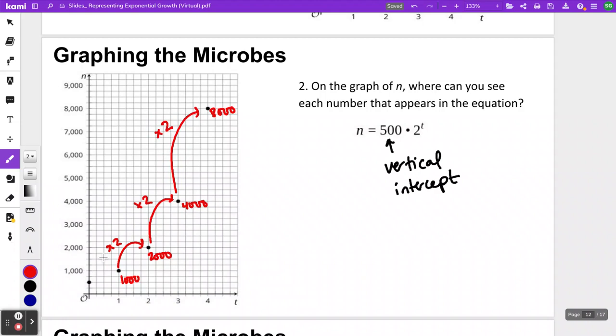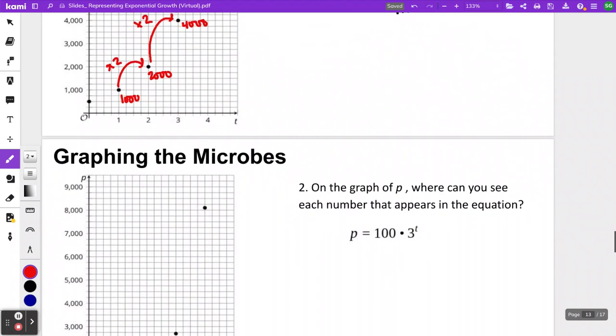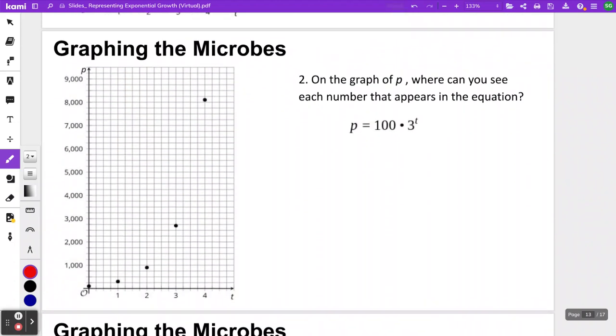And so that multiplication and that 2 right there is our growth factor, which I'm seeing when I look at those y coordinates, or here I guess those n coordinates, and how we get from one to the next one. That would also be the same thing for that other equation we had looked at. My 100 right here would be my y-intercept or my vertical intercept. And then my 3 is my growth factor as well. It's that number we're multiplying to get from one to the next one.